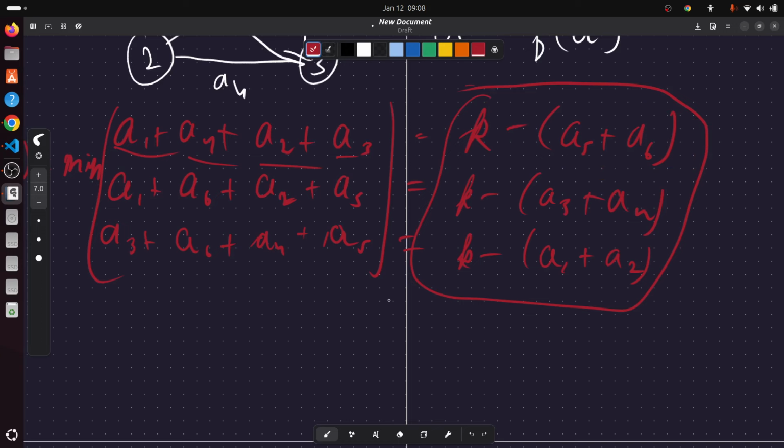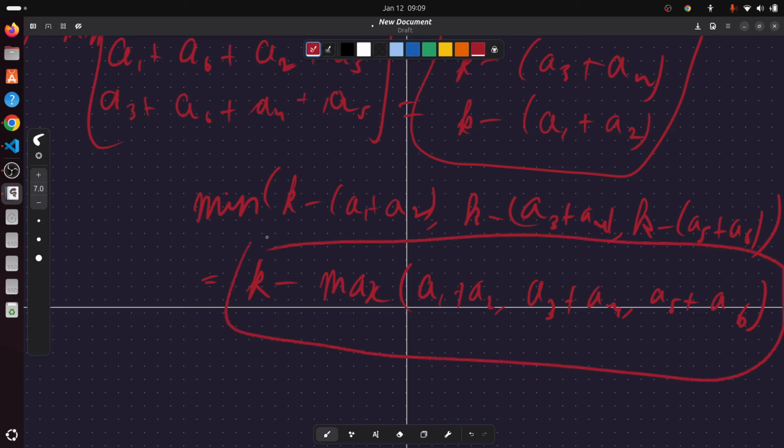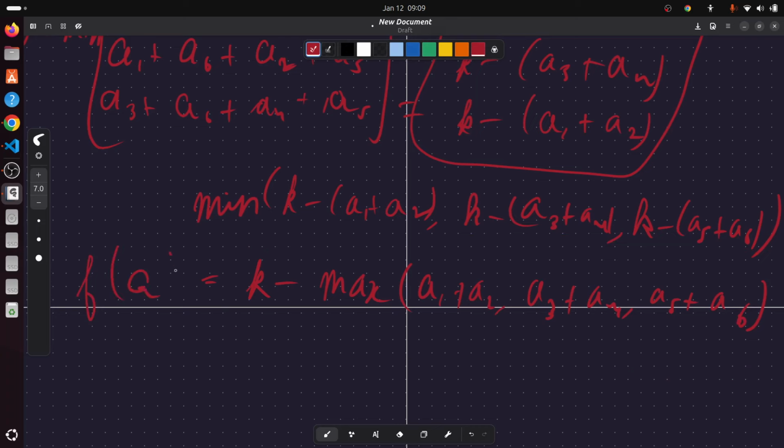So basically I can write the minimum of k minus (a1 plus a2), comma, k minus (a3 plus a4), comma, k minus (a5 plus a6). I can write this quantity as k minus the maximum of these three values, like k minus max of (a1 plus a2), comma, (a3 plus a4), comma, (a5 plus a6). Okay, so this is our f value.